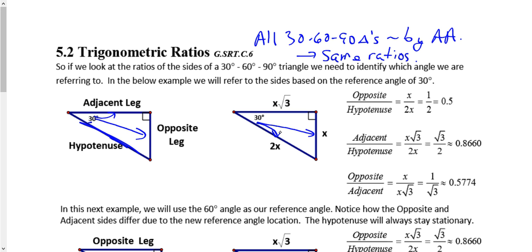So it's like the short leg, isn't it? The hypotenuse. The short leg is x. You know that's 2x, right? So what's the ratio of opposite over hypotenuse? What over what? X over 2x. What cancels here? X. And you're left with 1/2 or 0.5.